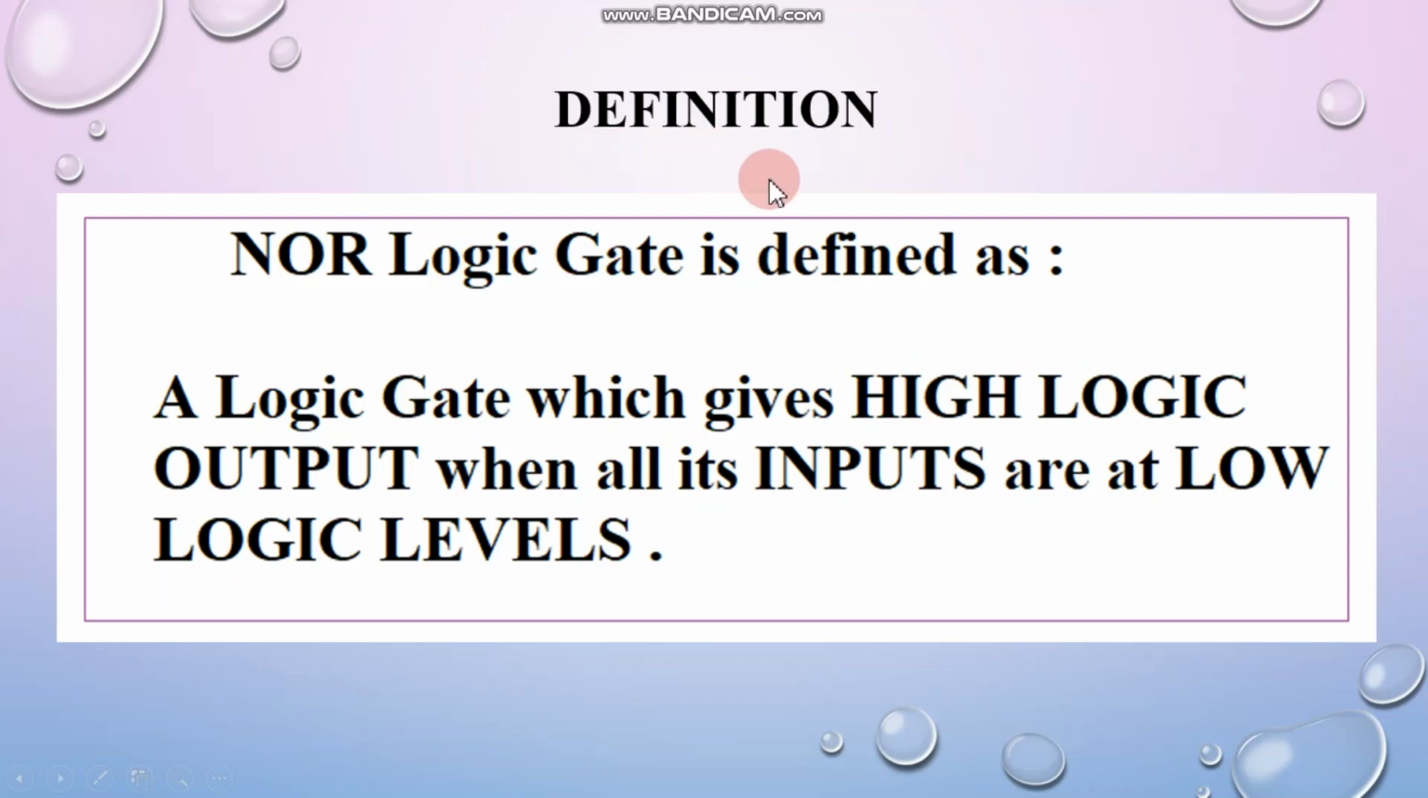So on the screen the definition is written as: a logic gate which gives high logic output when all its inputs are at low logic level. In this video, I am taking the example of a two input NOR gate. Now remember, there can be any number of inputs, 2, 3, 4, 5, anything, but the output will be only one, which is expressed as capital Y. Always remember this information.